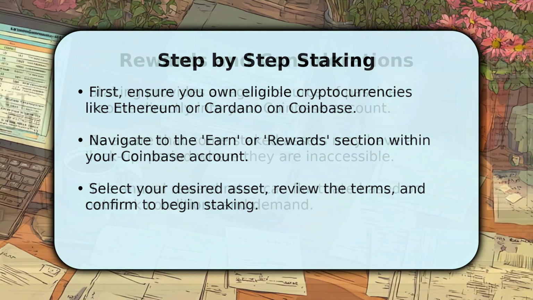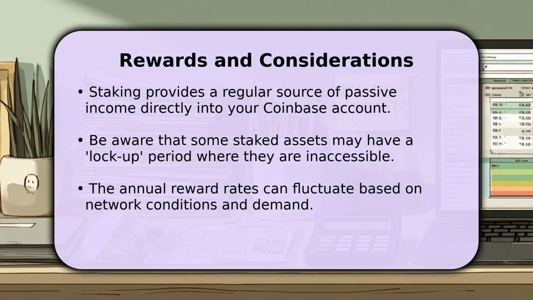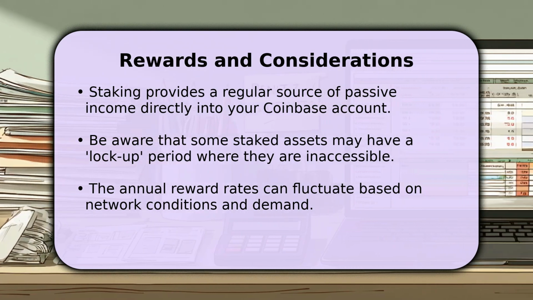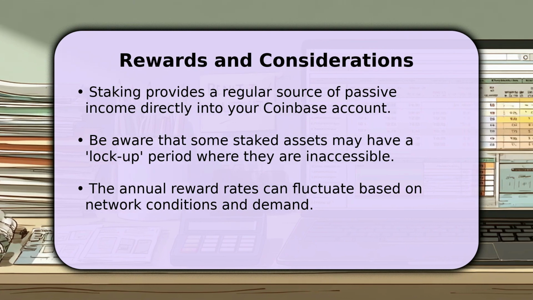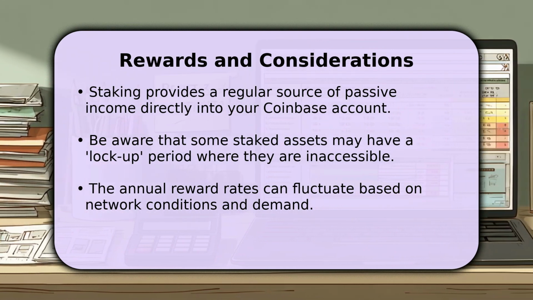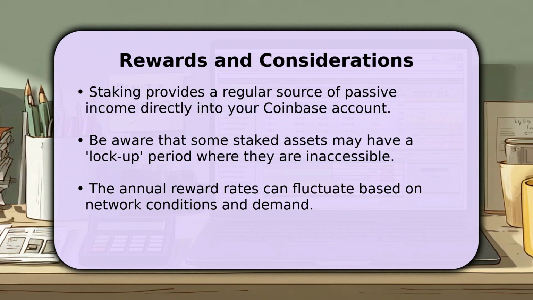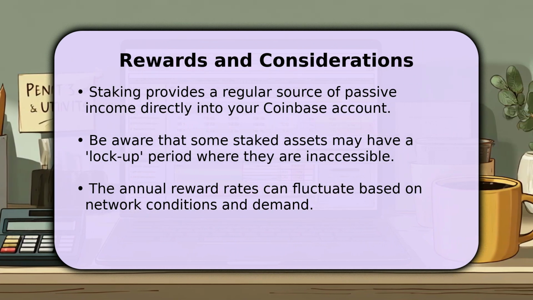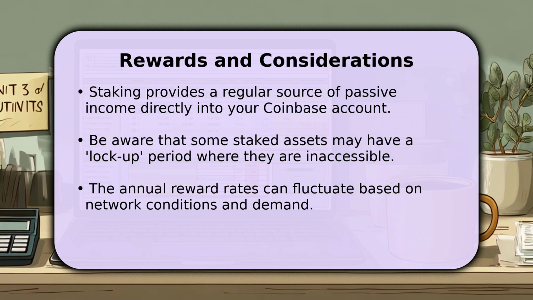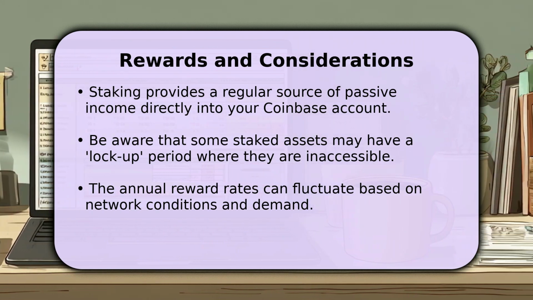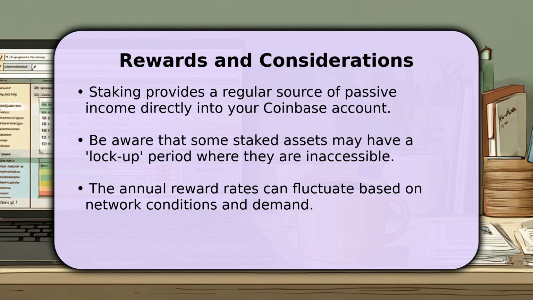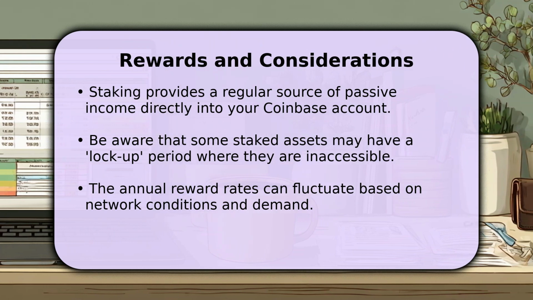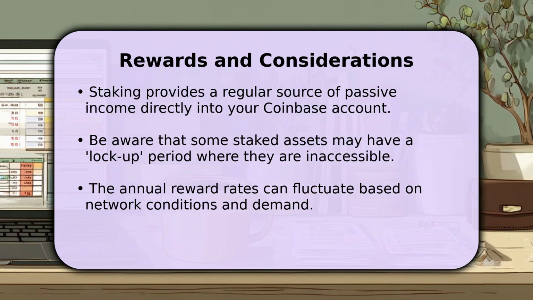While staking on Coinbase is relatively simple, it's important to understand both the rewards and some key considerations. The main benefit is earning passive income, as you'll receive regular payouts directly into your account for as long as your assets are staked. However, do be aware that some cryptocurrencies have a lockup period, meaning your assets might not be immediately accessible once staked. Additionally, the annual percentage yield, or APY, can fluctuate based on network demand and activity, so your earnings might vary. Always review the specific terms for each asset on Coinbase before you commit.